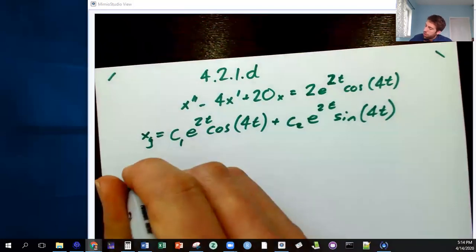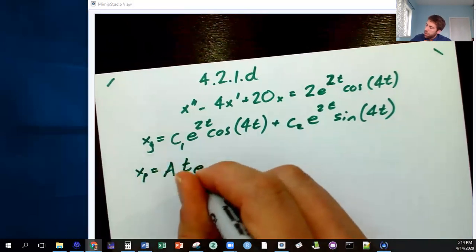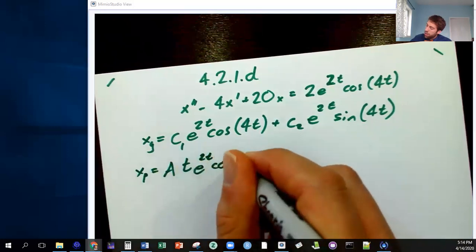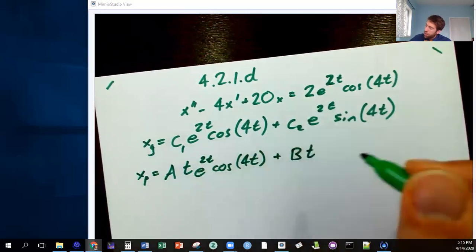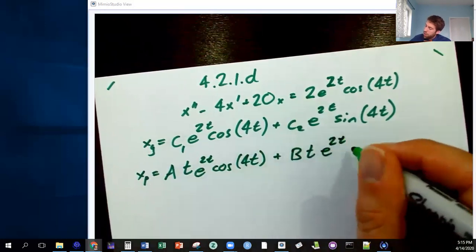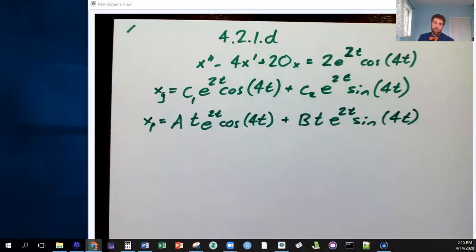So our particular solution we'll try is going to be a t e to the 2t cosine 4t plus b t e to the 2t sine of 4t. And my head is starting to hurt just thinking about all the fun product ruling we're going to be doing. Oh man, guys, buckle up. All right, now we have to take derivatives. Just got to do it. Here we go.